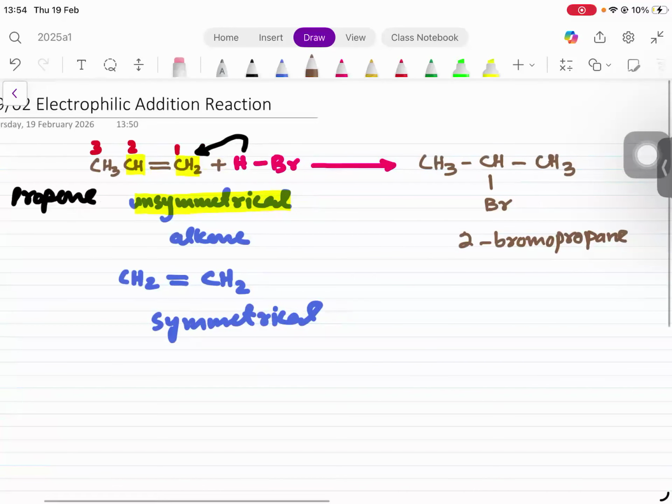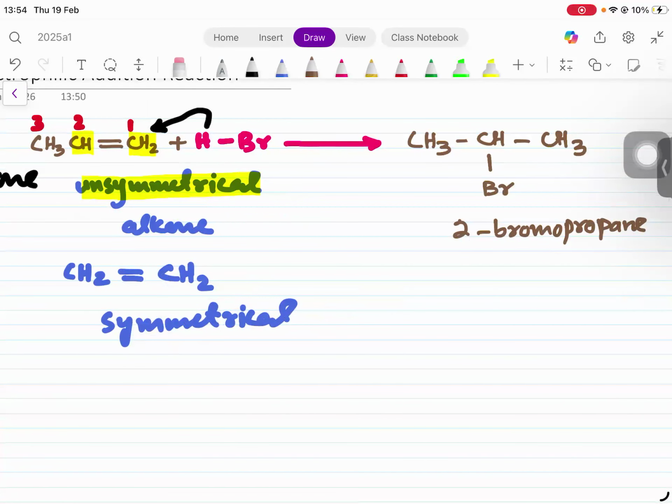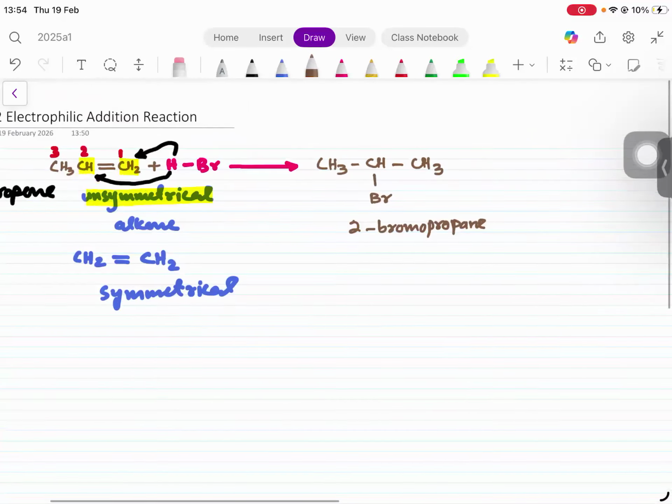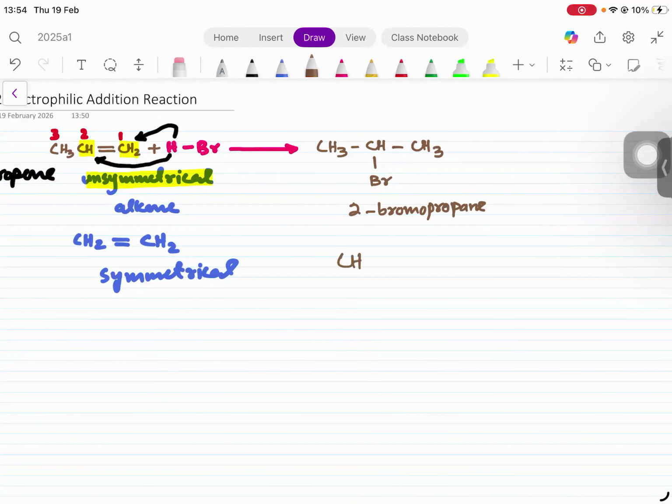On the other hand, there is also the possibility that this hydrogen could go to this carbon. What is this? Yes, it could be CH3, CH2, and CH2Br. Right? Yes. This is called what? 1, 2, 3. This is 1-bromopropane.